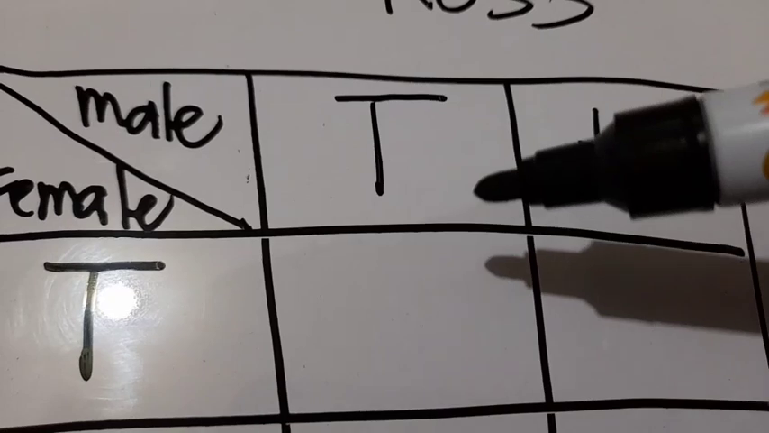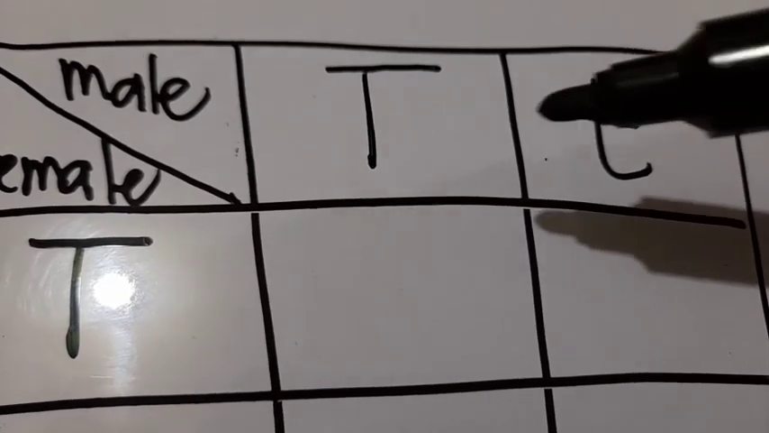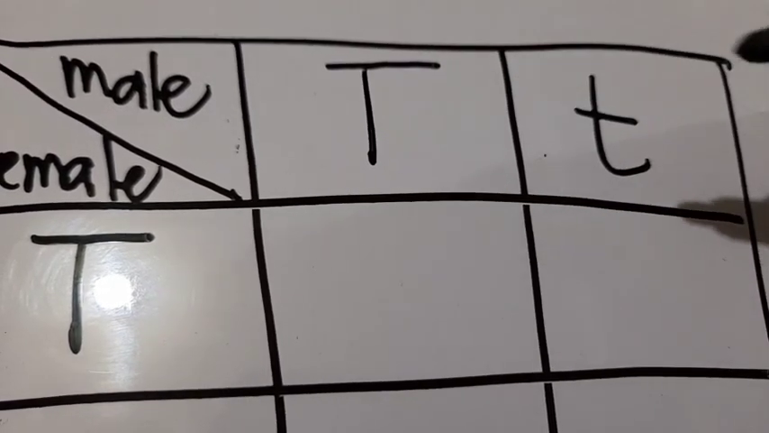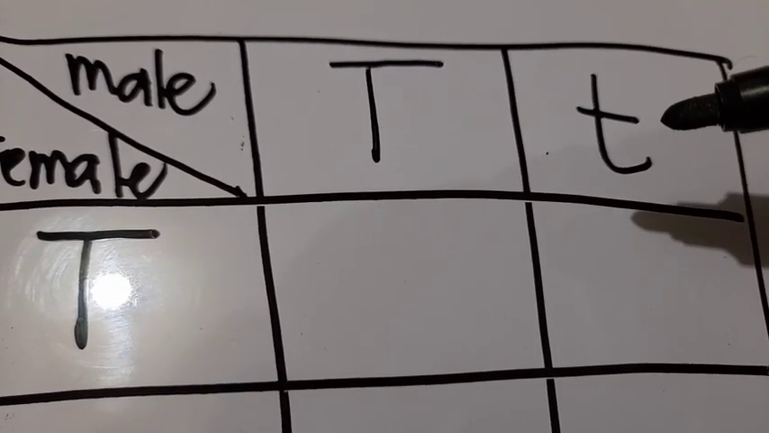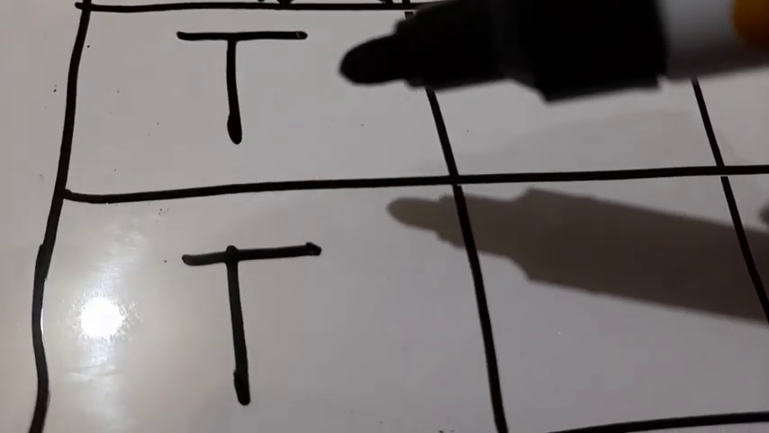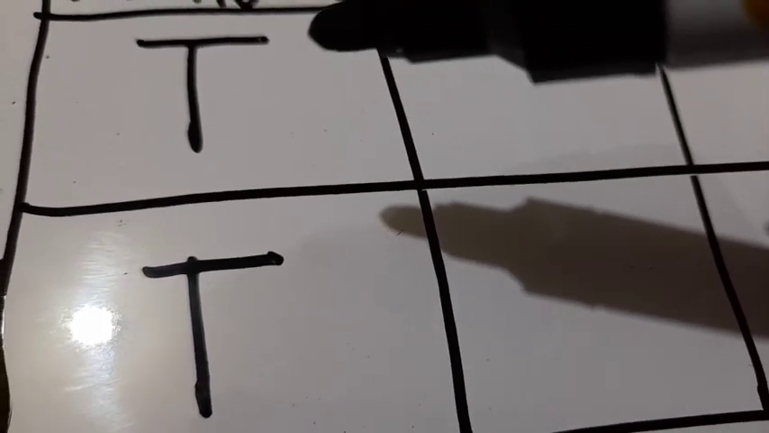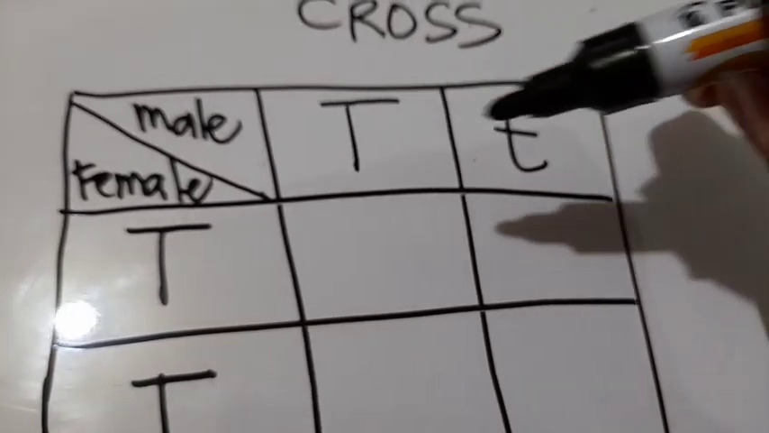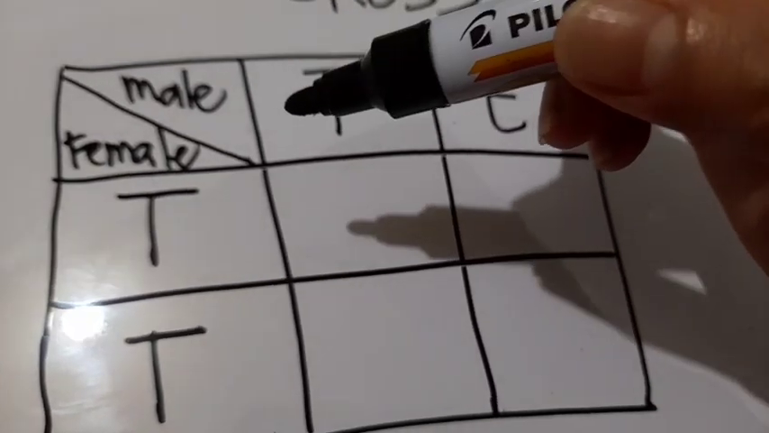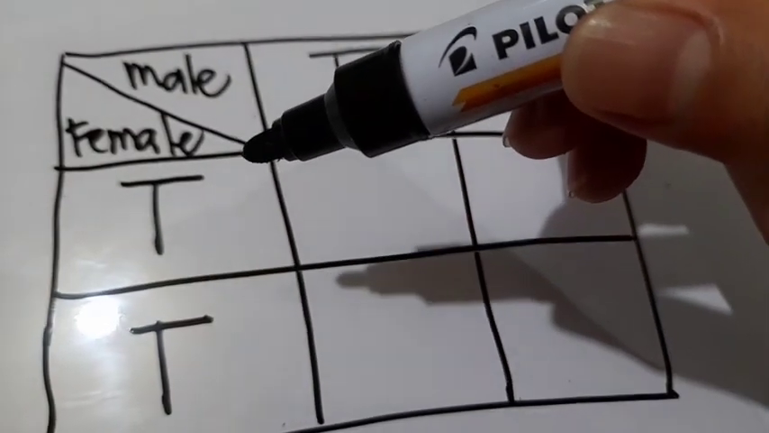So you look at these examples here. We are using the heterozygous tall, wherein one is written in a capital letter and the other gene or allele is written in a small letter. It is crossed with homozygous tall. Both of the genes are identical. So let us try to solve this monohybrid cross here. Heterozygous tall is crossed with homozygous tall.